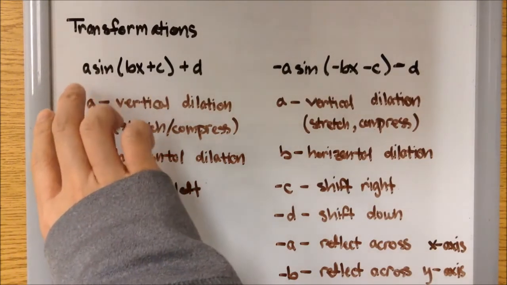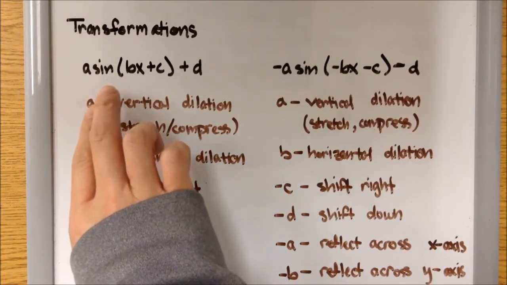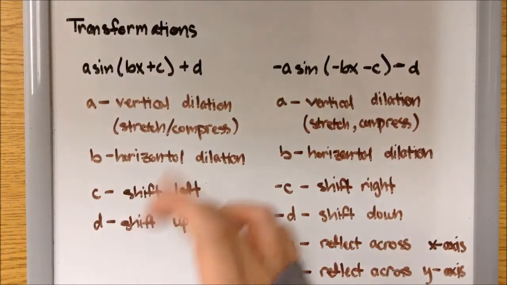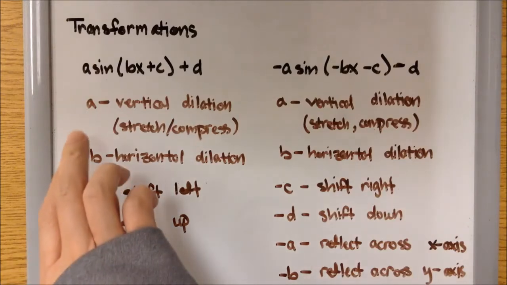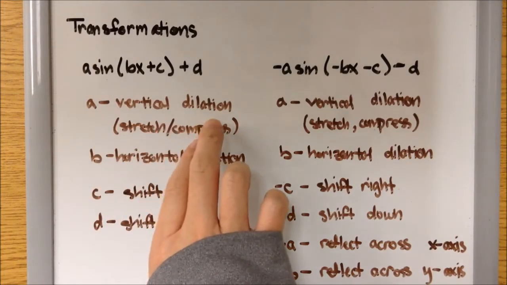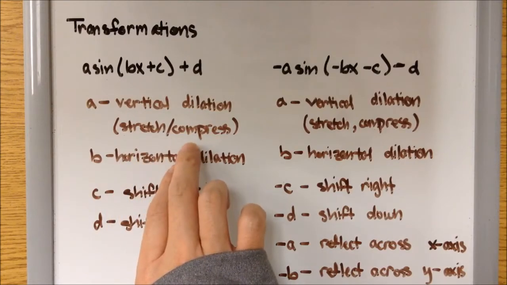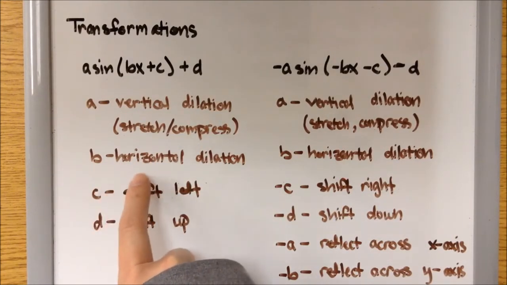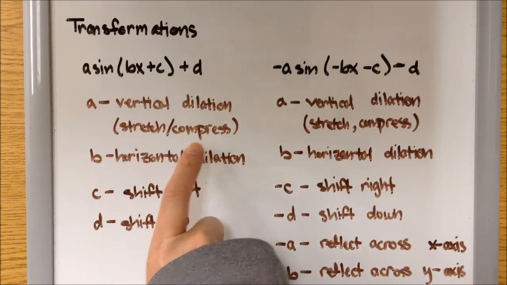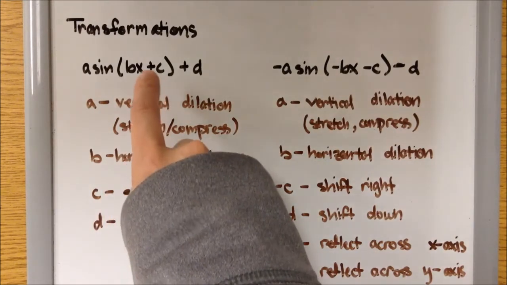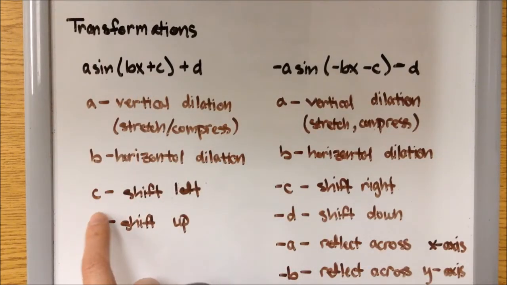So if you're given a function similar to a sine of bx plus c plus d, the transformation would apply to cosine also. Your a value would be the vertical dilation, meaning vertical stretch or vertical compress. Your b value is your horizontal dilation, same thing, horizontal stretch or horizontal compress. Now if I'm using exactly what I see, a positive c shifts to the left, and plus d, so positive d would be shift up.